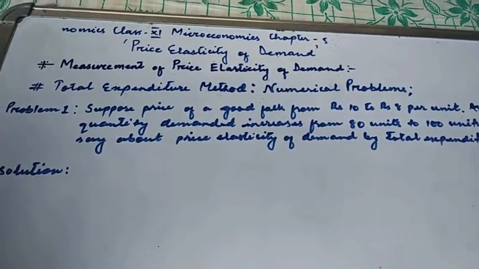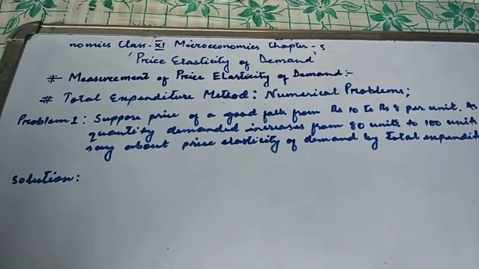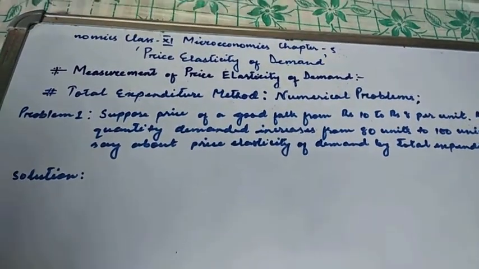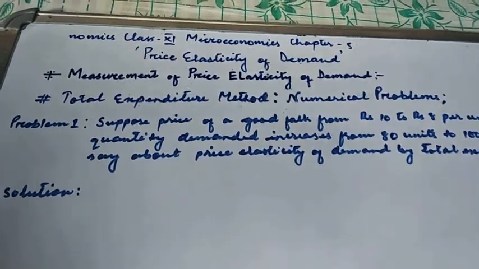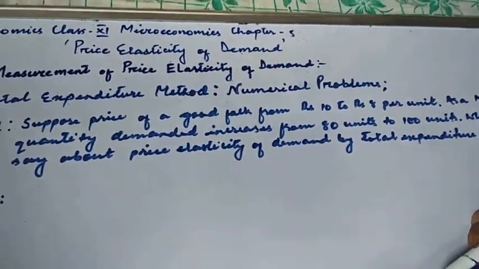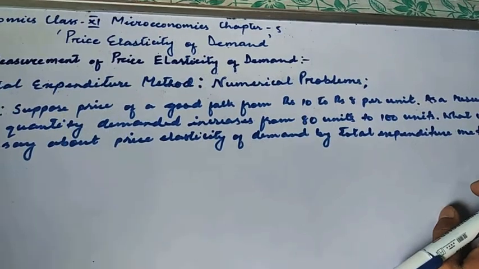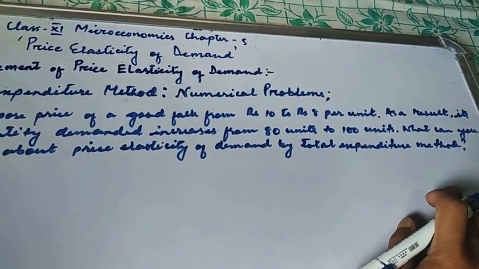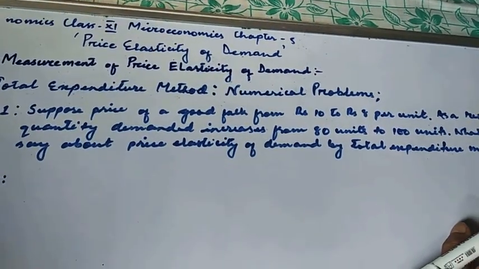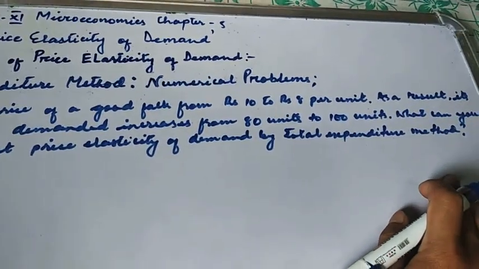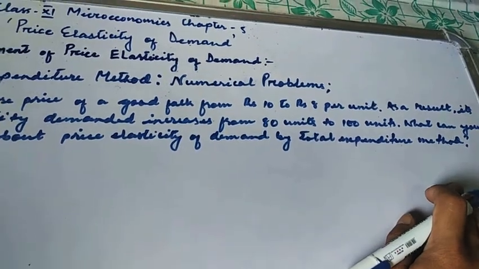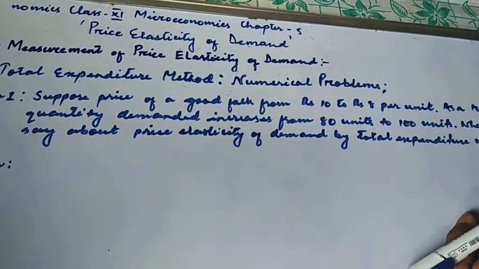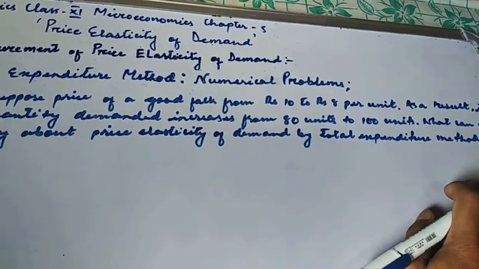So here we are going to solve some of the problems regarding price elasticity with the total expenditure method. Problem number 1 is given here. Suppose the price of a good falls from rupees 10 to rupees 8 per unit, and as a result, quantity demanded increases from 80 units to 100 units. What can you say about price elasticity of demand by the total expenditure method?